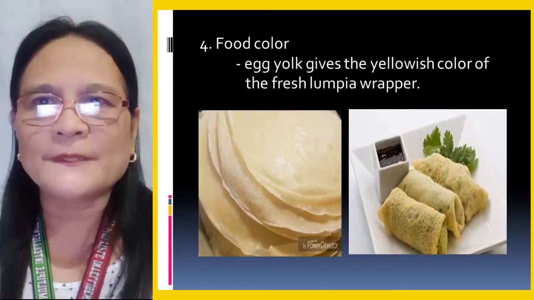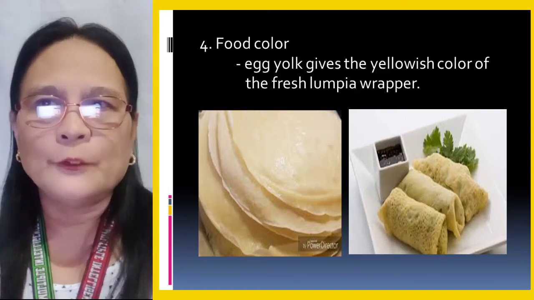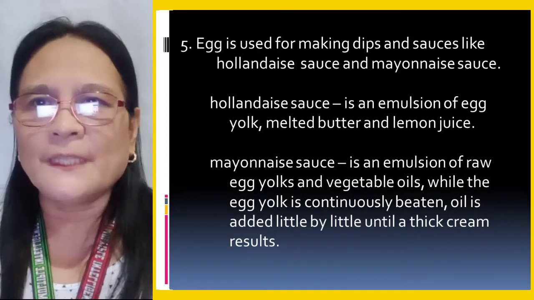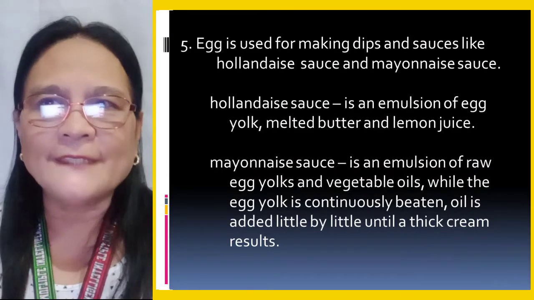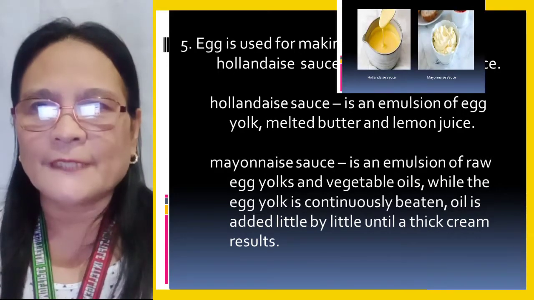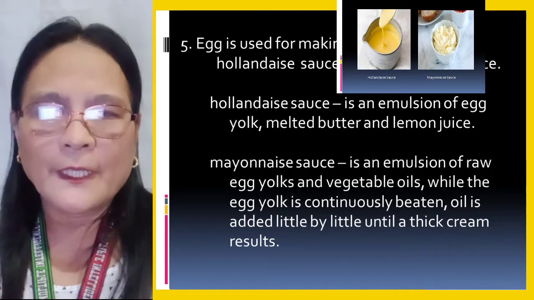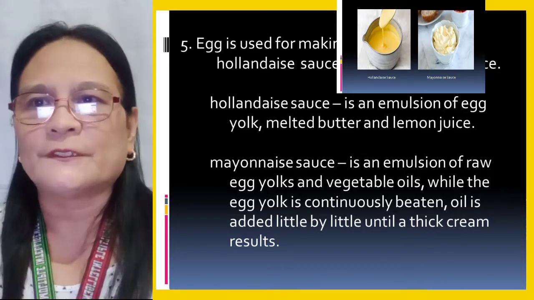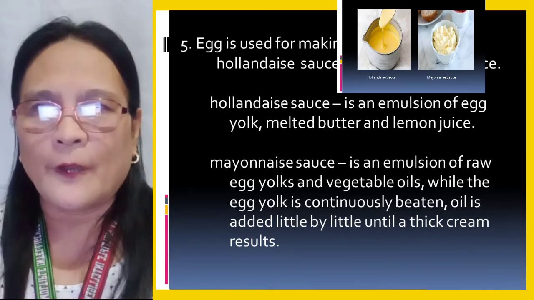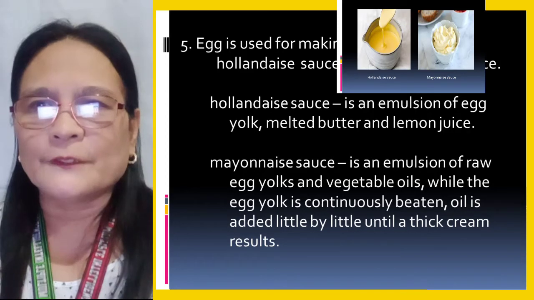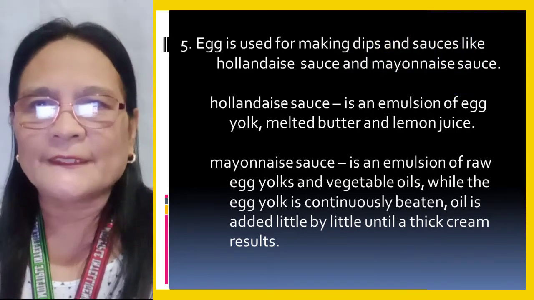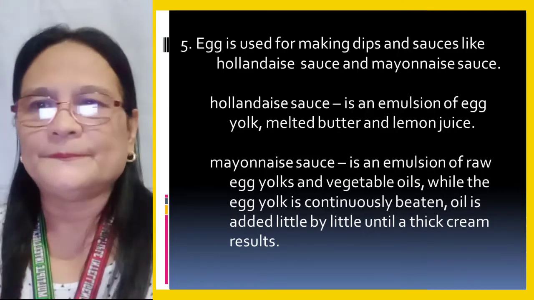Number 4, food color. The egg yolk gives the yellowish color of the fresh lumpia wrapper. Number 5, egg is used for making dips and sauces like hollandaise sauce and mayonnaise sauce. Hollandaise sauce is an emulsion of egg yolk, melted butter, and lemon juice. Mayonnaise sauce is an emulsion of raw egg yolks and vegetable oils. While the egg yolk is continuously beaten, oil is added little by little until a thick cream results.